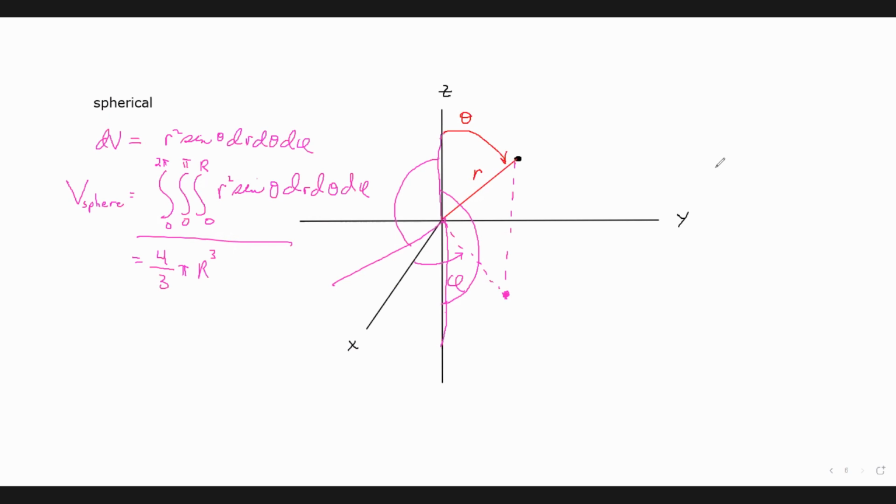It's hard to visualize, isn't it? First time you see it. Okay, you're good?